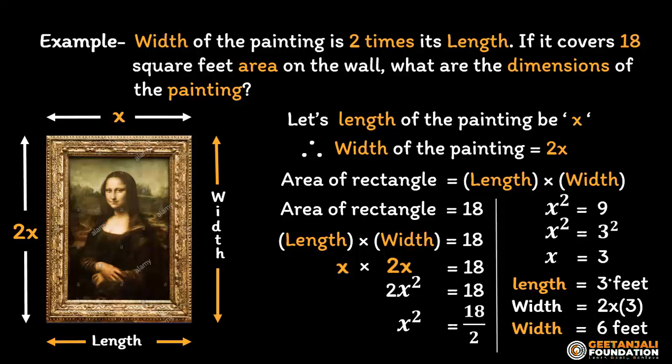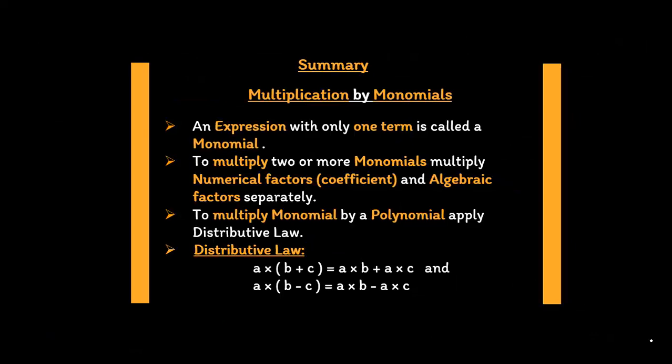So that's all for today. And here is the summary. Links of all the related videos are given in the description. So if you don't have a clear idea about fundamental concepts like laws of exponent or sign rules or distributive law or transposition rules, you may go through those videos and brush up your concepts. And in the summary, an expression with only one term is called a monomial. To multiply two or more monomials, multiply numerical factors, that is coefficients, and algebraic factors separately. To multiply a monomial by a polynomial, we apply the distributive law, which is given over here.